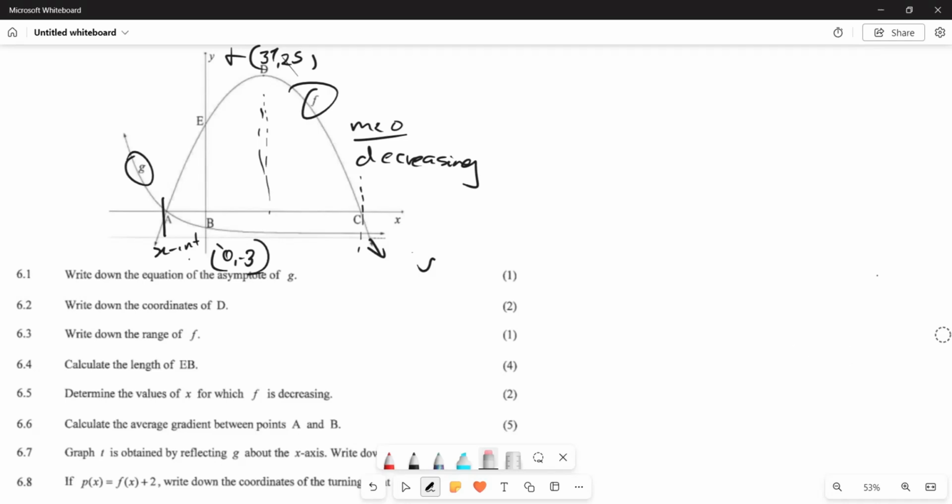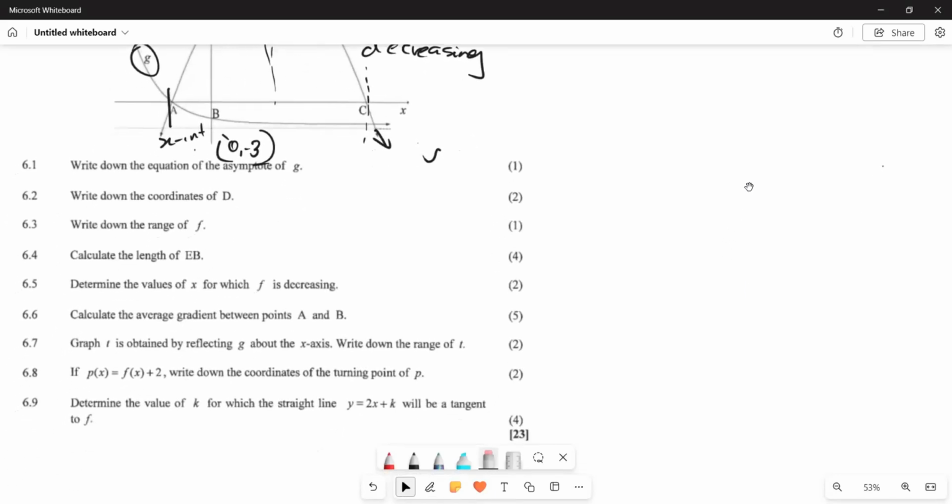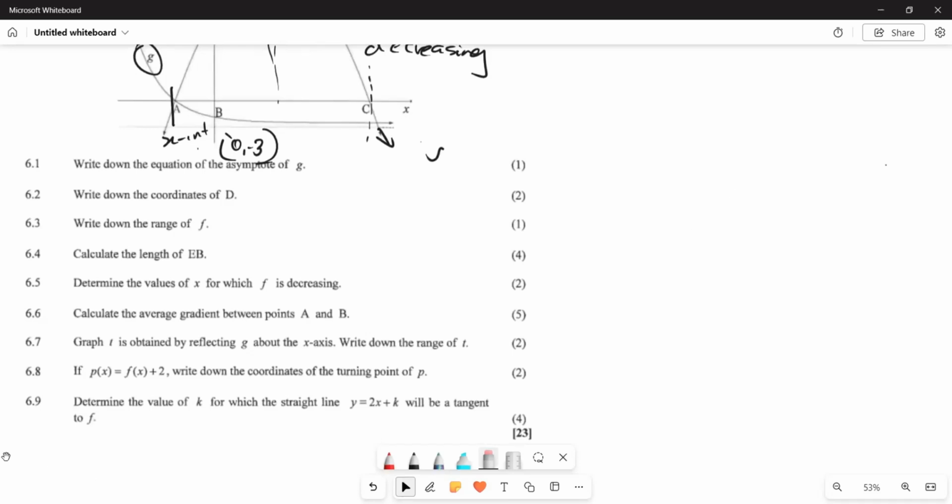Now, for the next part of this question, if you can move this upward a little bit to find out what the next question is. They are saying, graph T is obtained by reflecting graph G about the x-axis. Write down the range.